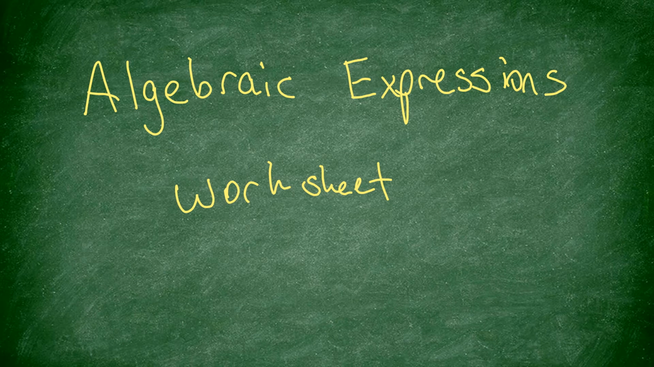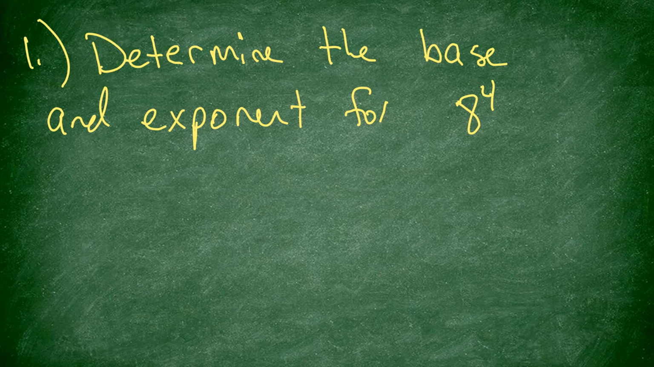Alright, today we're going to go over the algebraic expressions worksheet. Remember, there's going to be at least one mistake. There might be two or three. So pay attention. Alright, number 1 says determine the base and exponent for 8 to the 4th.